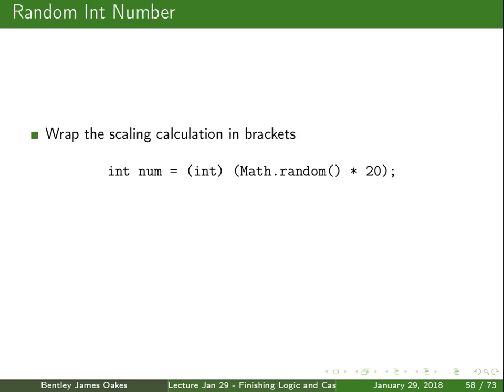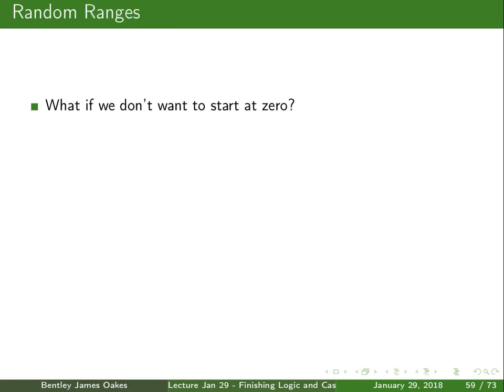So if you want to avoid that, you put it in brackets. Very simple. You do math.random, you scale it up to between 0 and 19.999 whatever, and then you do the casting. So what values is this? This will give you 0 to 19 as an integer. Any questions about that? Okay.